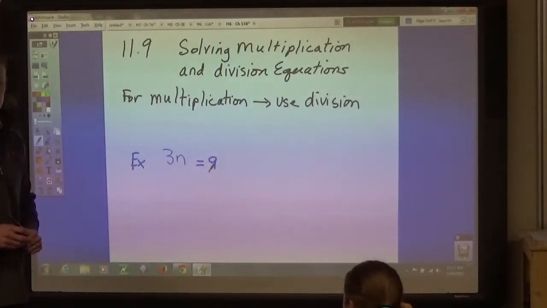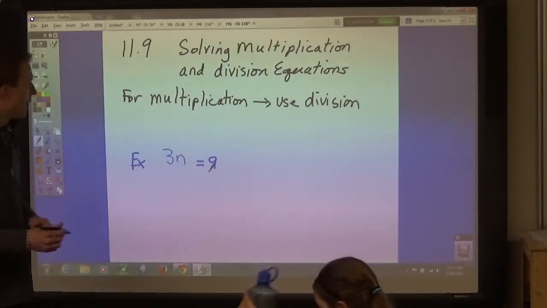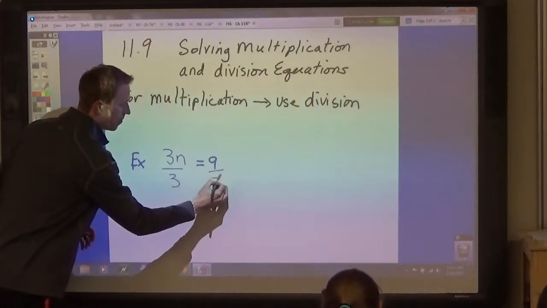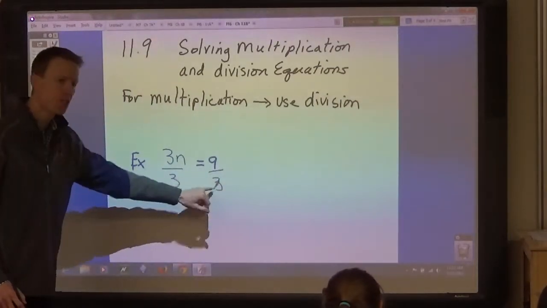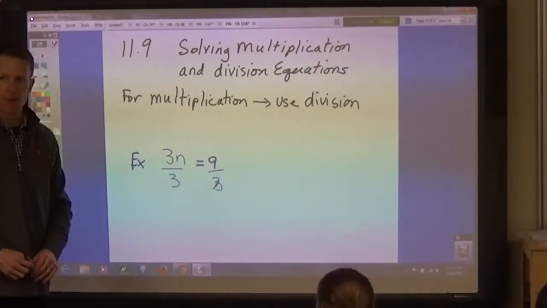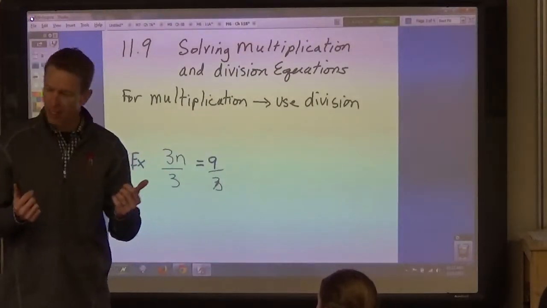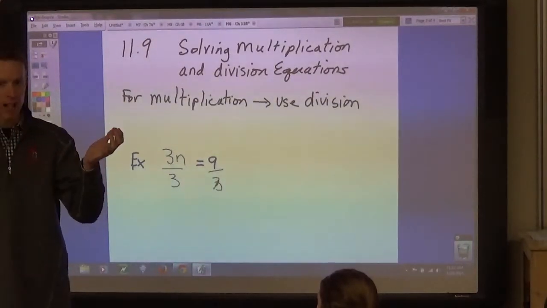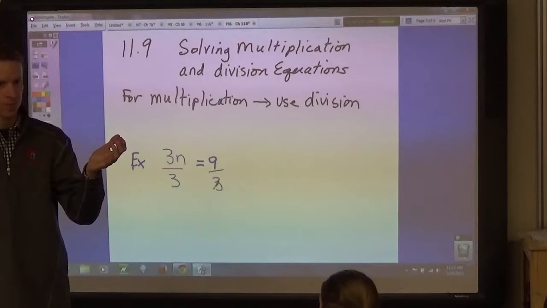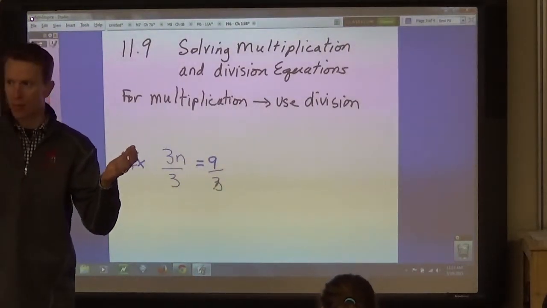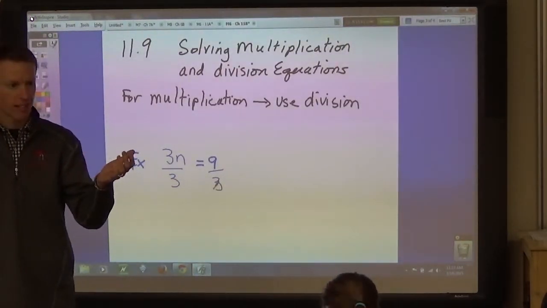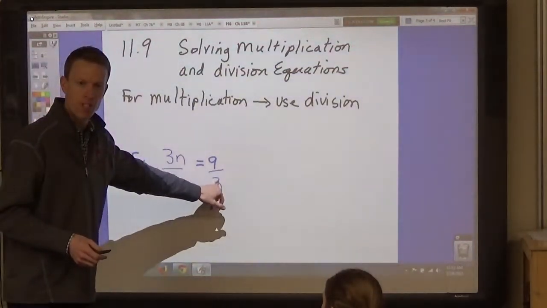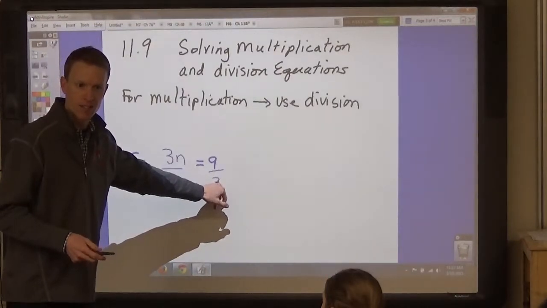You can prove it by using division and dividing both sides by the same number. Remember when we were solving adding and subtracting equations, when you add the same thing to both sides, the equation stays balanced, doesn't it? When you subtract the same thing from both sides, the equation stays balanced. When you divide both sides by a number, the equation stays balanced.